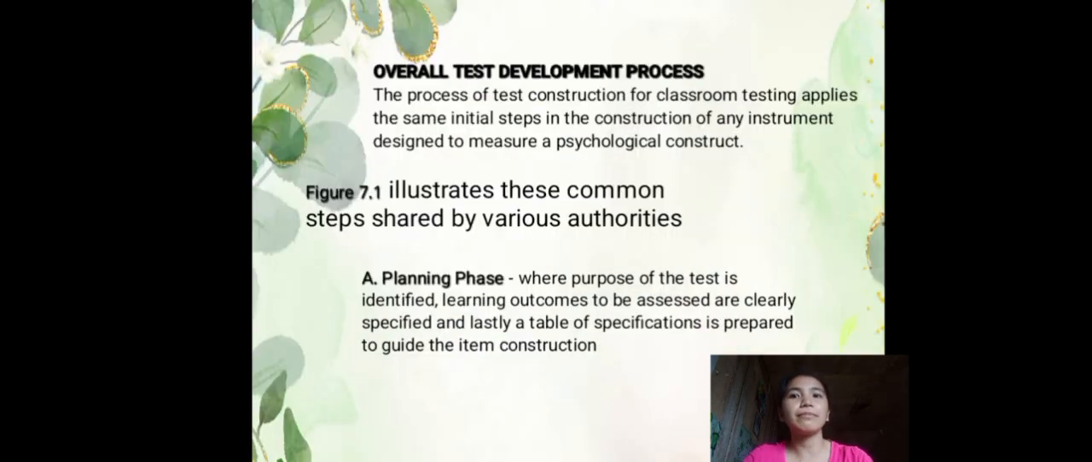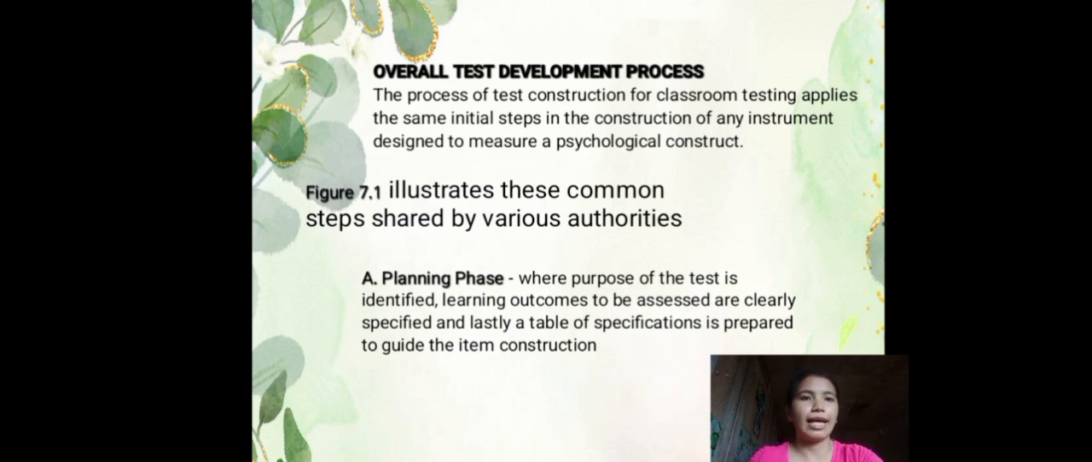When they talk about the planning phase, it is where the purpose of the test is identified, learning outcomes to be assessed are clearly specified, and lastly, a table of specification is prepared to guide the item construction. In the planning phase, we need to have a plan, we need to create a blueprint, and we need to know the purpose, why we are assessing. In order to identify the purpose, we need to go back to our objectives so that we will base everything on the objectives.